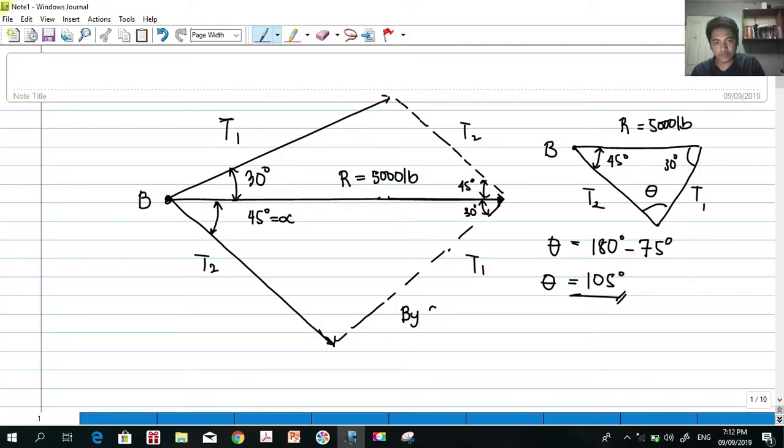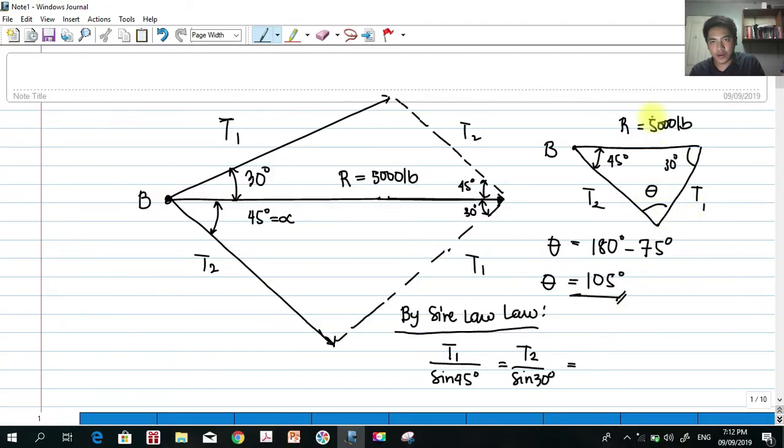So by sine law, it says that T sub 1, the opposite angle to T sub 1, over sine 45 degrees is equal to T sub 2, whose opposite angle is 30 degrees, over sine 30 degrees. And it's also equal to the resultant R over the sine of theta, the angle opposite it, sine of 105 degrees.